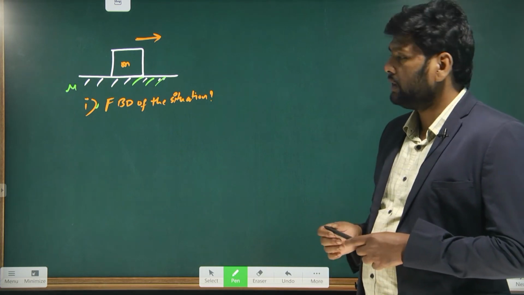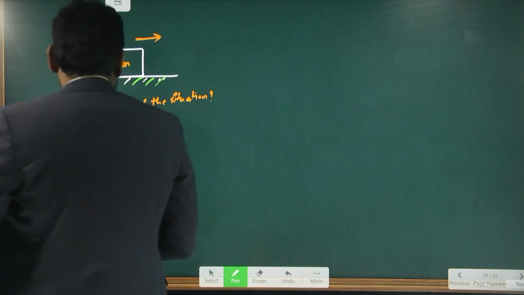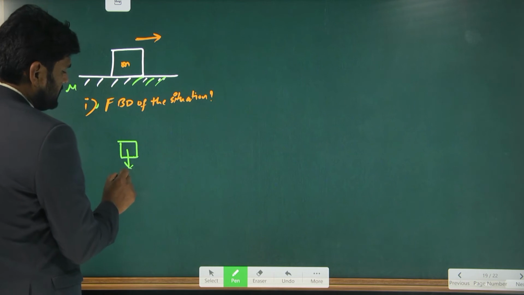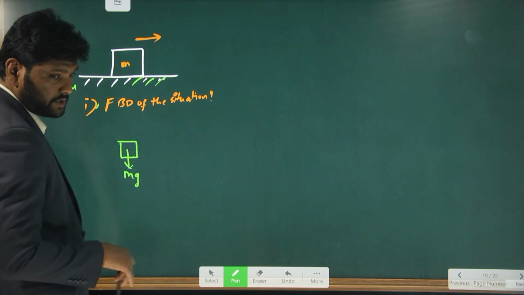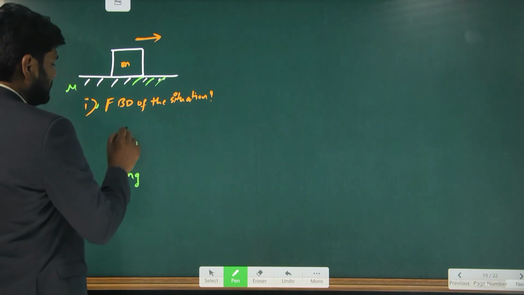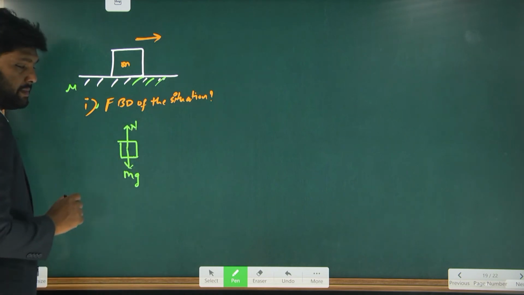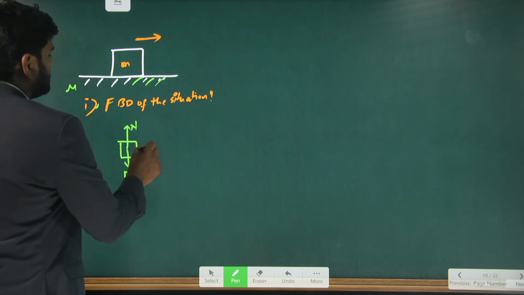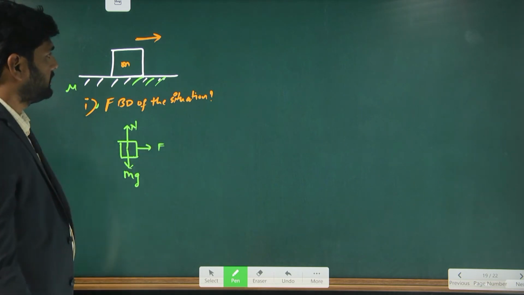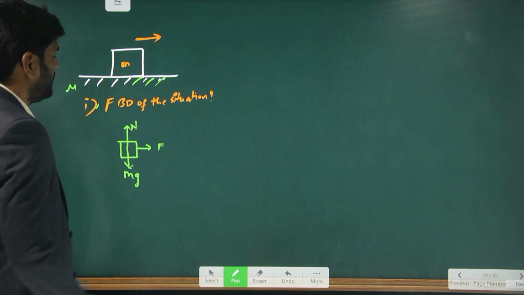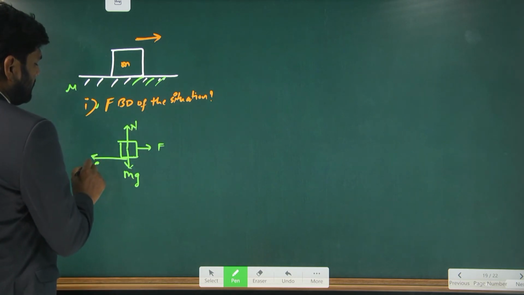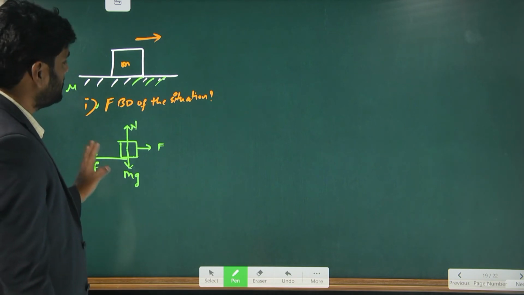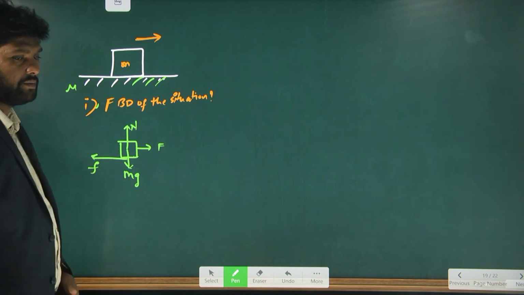For the free body diagram, let us imagine this is an object. On this object, weight will always act in the downward direction, that is one force. In this direction, the normal reaction will act due to the surface. Along this direction, the applied force is acting, that is the reason the object is sliding, and along this direction one more force is acting, that is the friction force, applied by the surface. This is the free body diagram of the object.